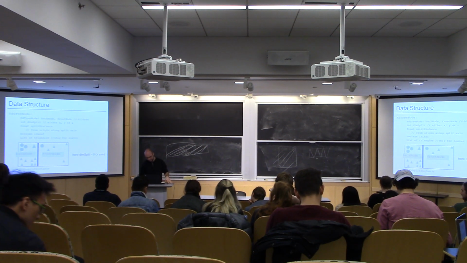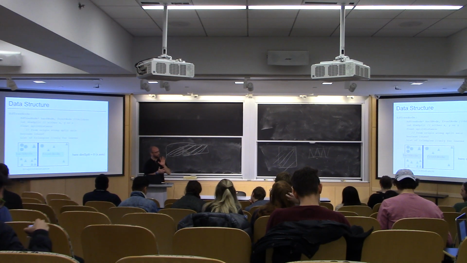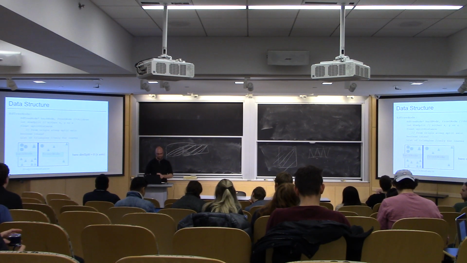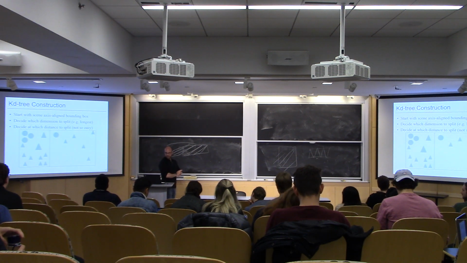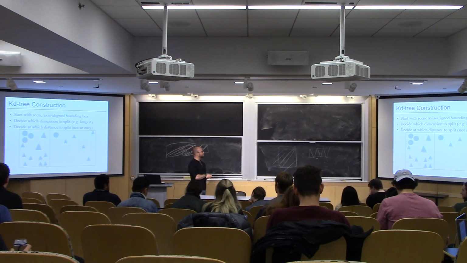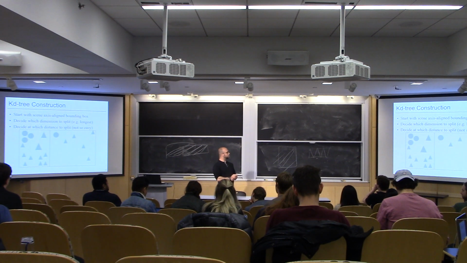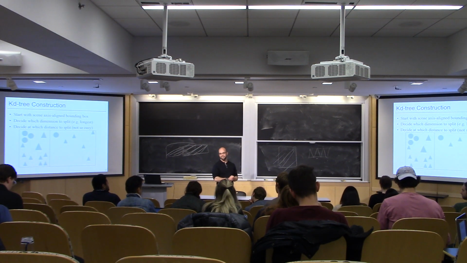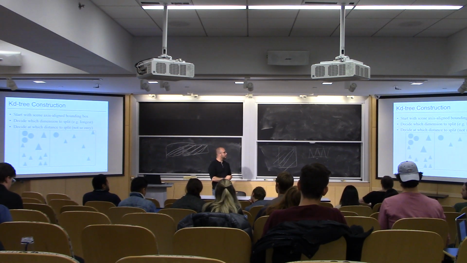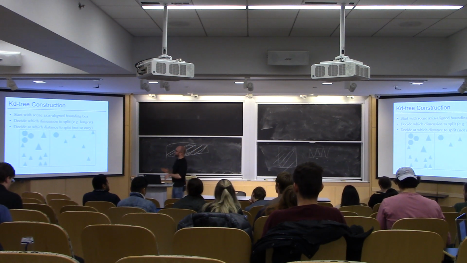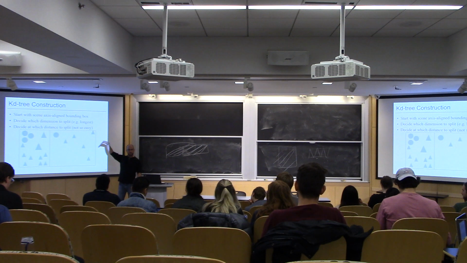Okay. So we have to do a few things. The first thing we have to do is construct the KD tree. The next thing we have to do is traverse it. Right? So first of all, how do we construct it? Well, we start with one giant bounding box around our entire scene. And now I have to make two different decisions, right? I have to decide what dimension.